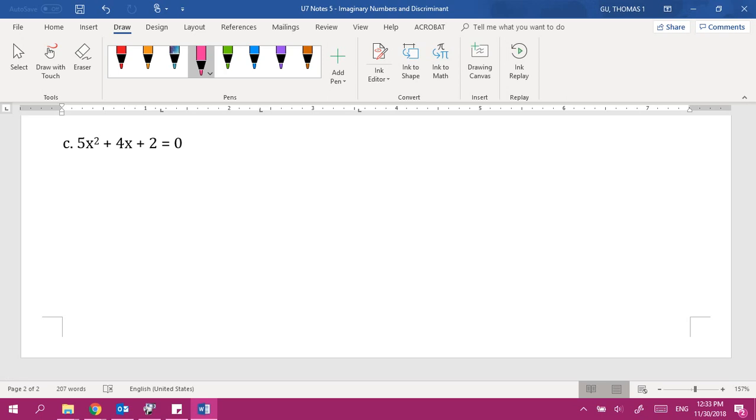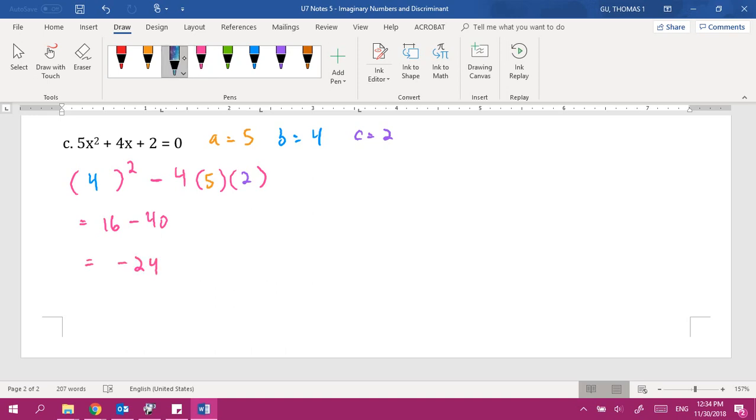Okay, are the terms in the correct order? Yes, they are. What is A? 5. What is B? 4. And what is C? 2. All right, so we got B squared minus 4 times A times C. So what goes in the first parentheses? 4. What goes in the next one? 5. And the last one? 2. So let's work this one out. What's 4 squared? 16. And then we got minus 4 times 5 times 2. 40. Okay, so what is 16 minus 40? Negative 24. So that's your discriminant, negative 24.